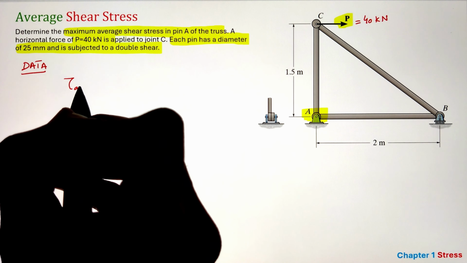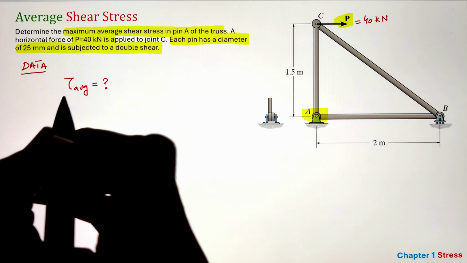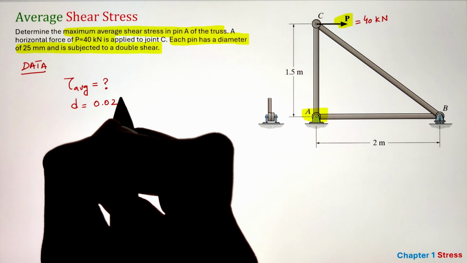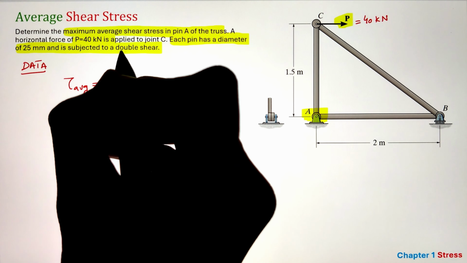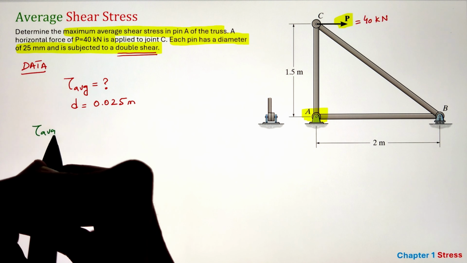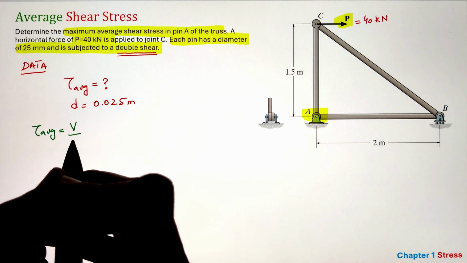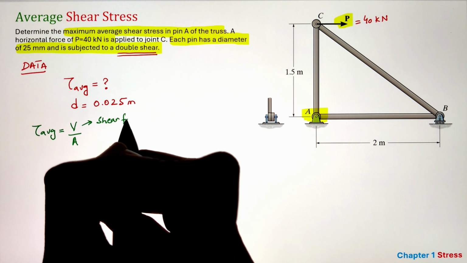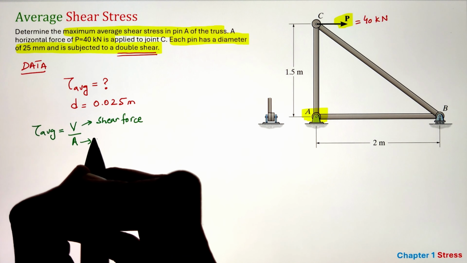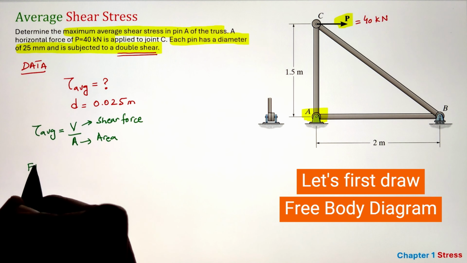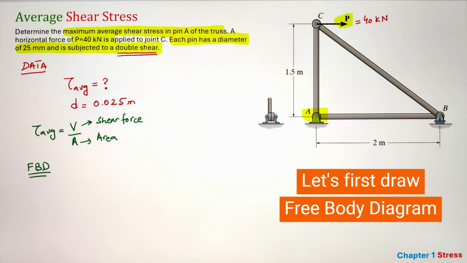To solve this problem, first of all, let's get down the basics. So we are looking for the average shear stress given by the variable tau, where the diameter is given to us, that is 0.025 meters. Now I have just converted the millimeters into meters to be consistent with our unit system, whereas the average shear stress is given as a ratio between shear force, given by a variable V, and the cross-sectional area. So let's go ahead and first try to find our shear force V, and then we can plug it in the formula to calculate the average shear stress.